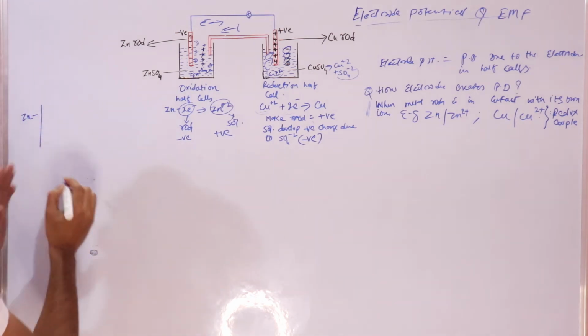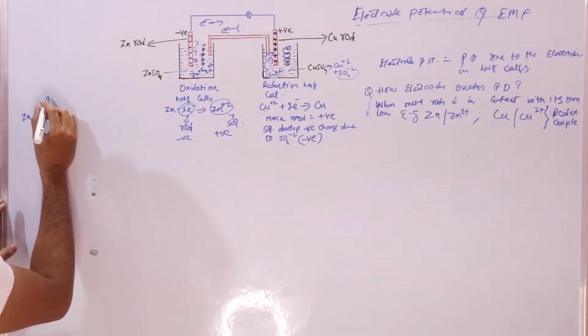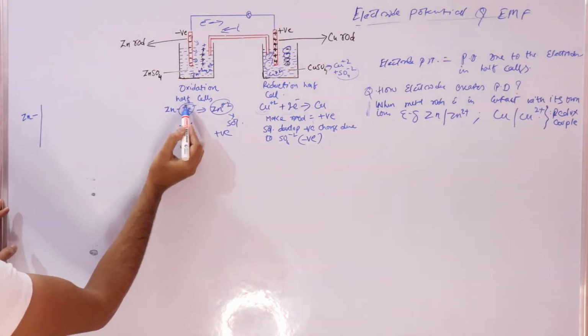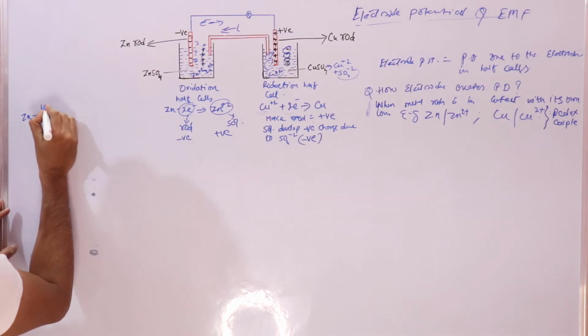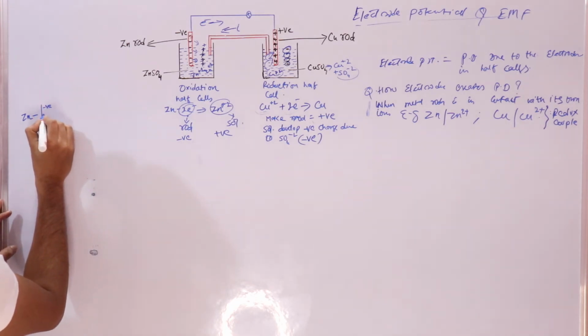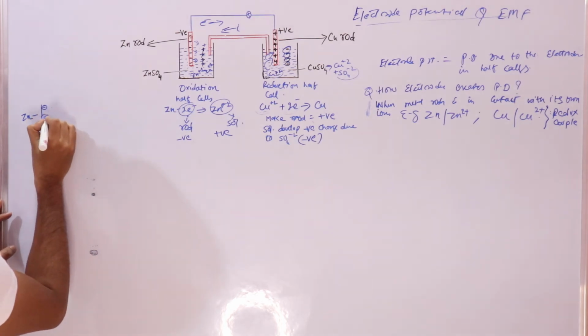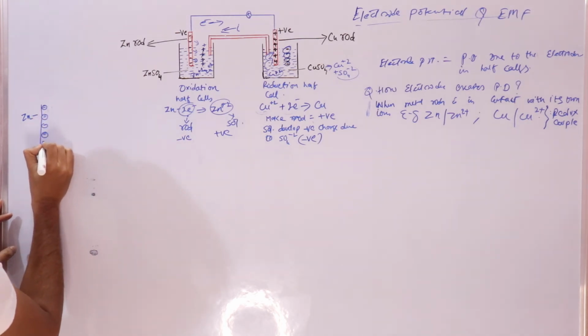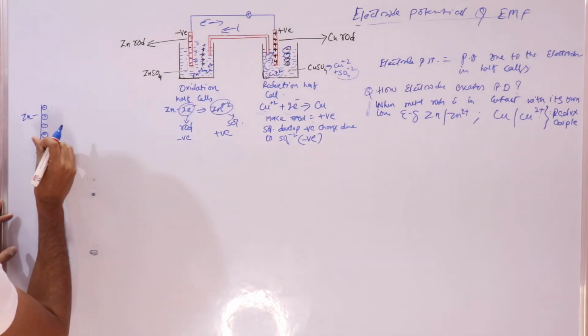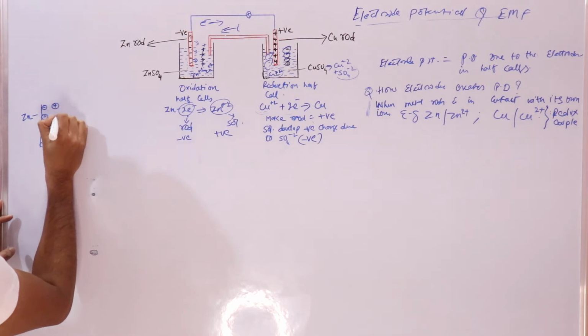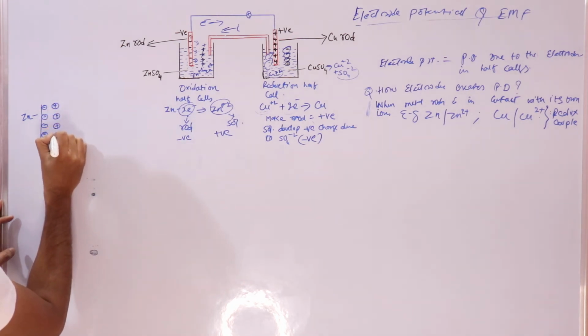So let's now draw the diagrams of what we have understood. These electrons will deposit on the rod, making it negative, right? So this is negative, right? And these ions are coming into solution, so this is positive, right? It's making the solution positive, right?